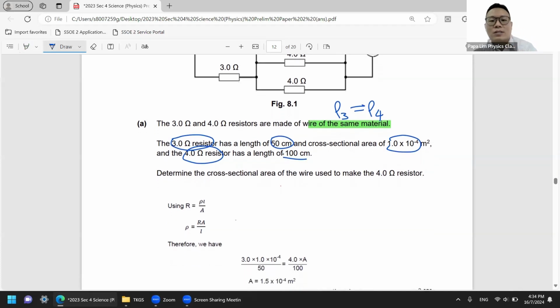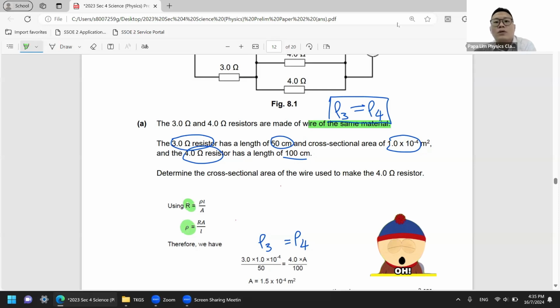So to determine the 4 ohm resistor, this is what I mean by the second style: they ask you to compare the 3 ohm and the 4 ohm. I look for the common factor between them, and the common factor is resistivity. They have the same resistivity. So rho 3 equals rho 4. The resistivity of the 3 ohm resistor and the 4 ohm resistor is the same. With this in mind, I will not make R the subject. I will make resistivity the subject, which is RA over L.